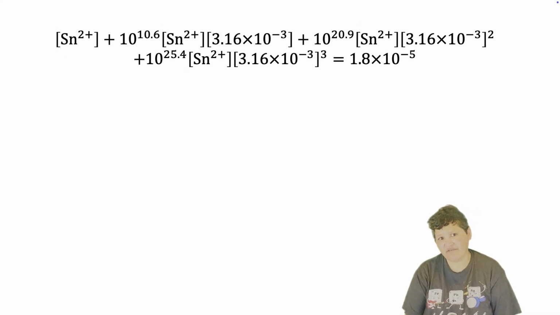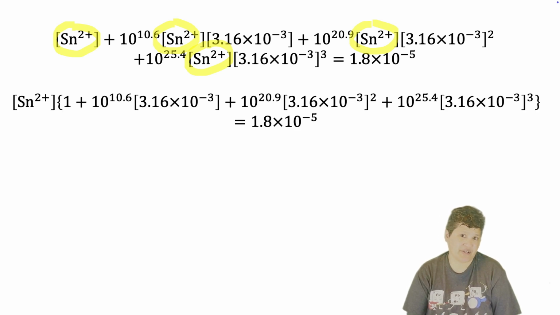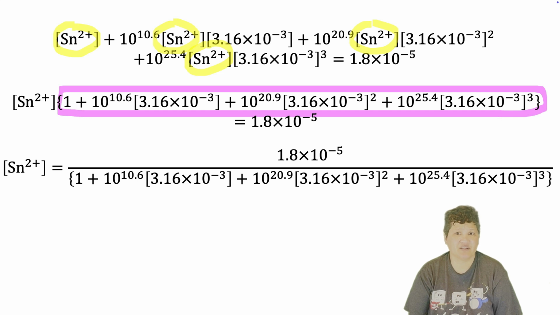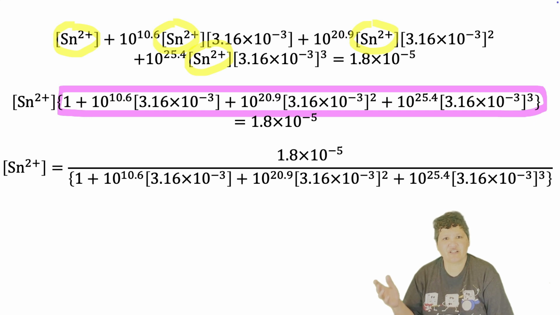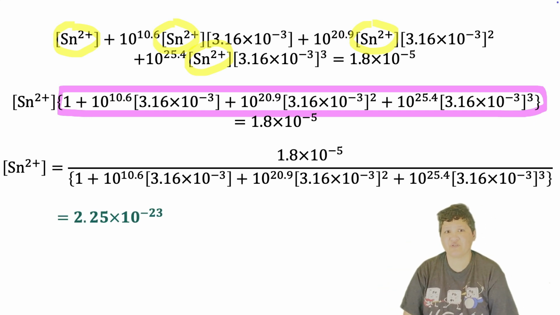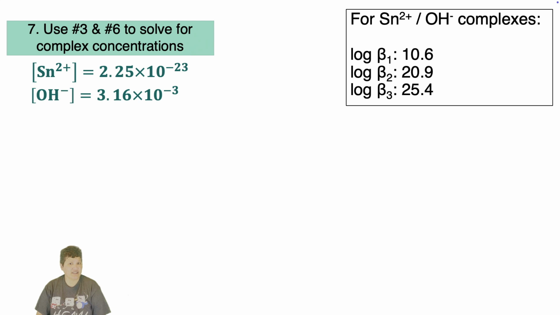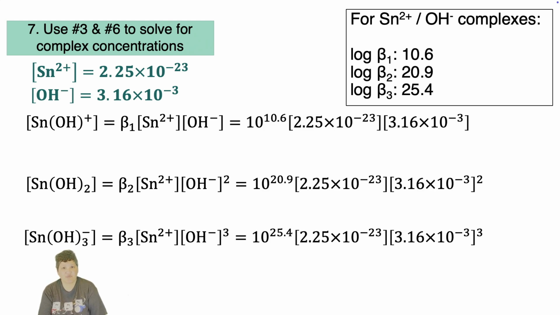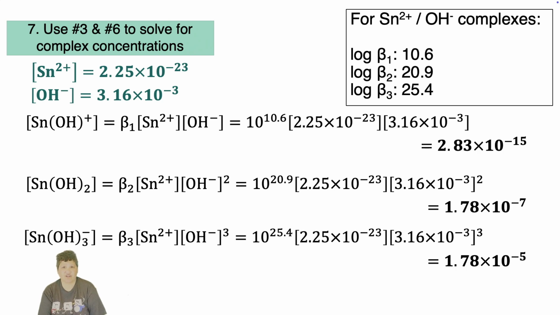We take our equation and factor out the concentration of free tin from each term, which will give us this equation. Next, we divide both sides by the expression in curly brackets. And as before, this gives us an expression that we can plug into our calculators. Now, if you do that, the number that you get for your concentration of free tin is 2.25 times 10 to the minus 23rd. And now that we have our beta values and both our free tin and hydroxide concentrations, we can calculate the concentrations of each of the complexes. So let's plug those numbers into our expressions and calculate the concentrations.